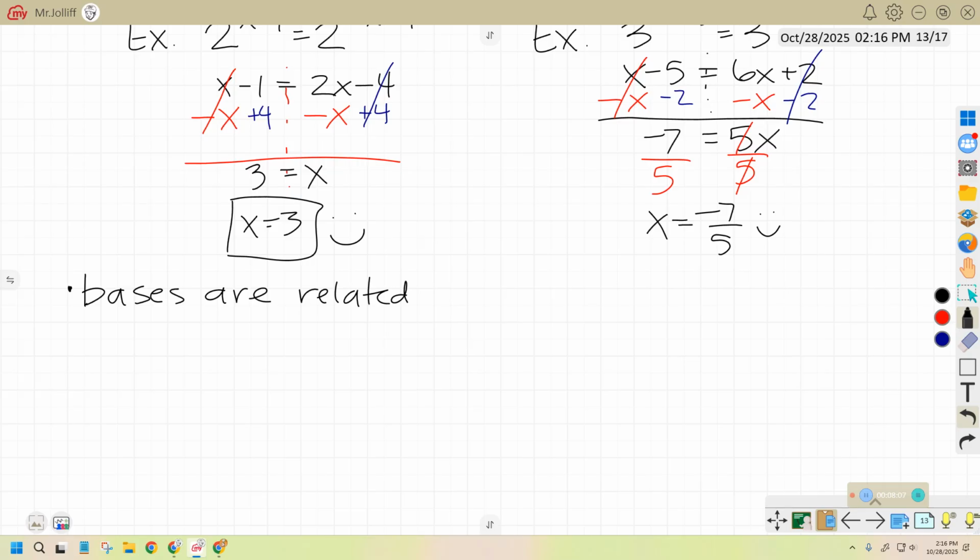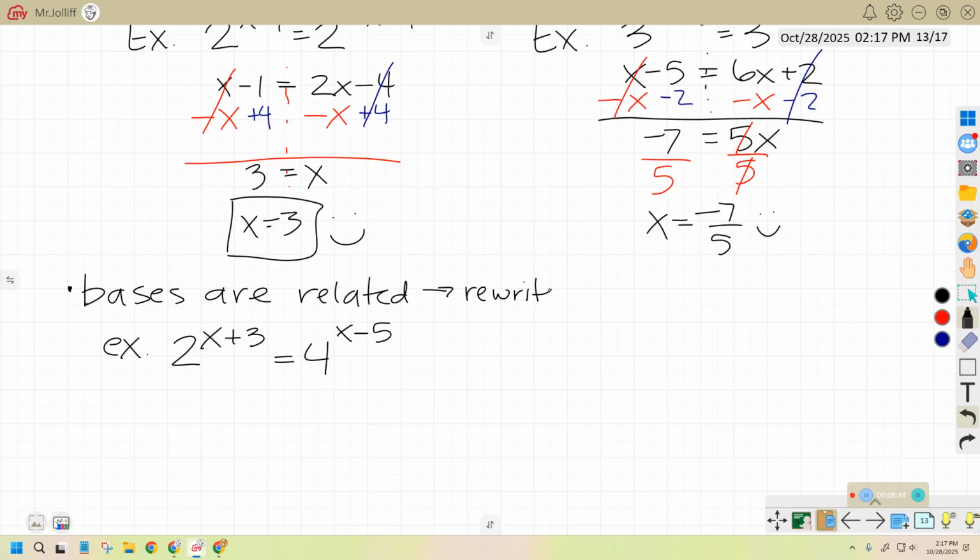Bases are related. So, for example, 2^(x+3) = 4^(x-5). They are related, meaning I can write 2 and 4 as exponentials with the same base.